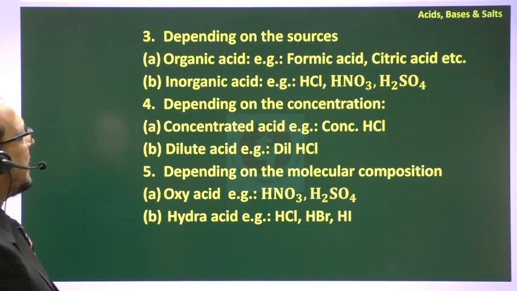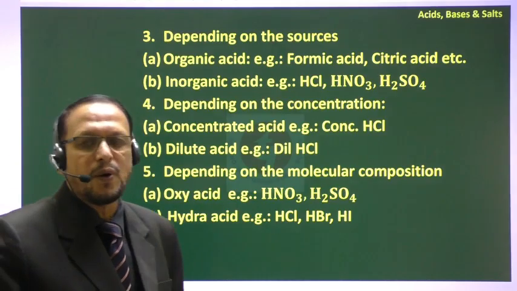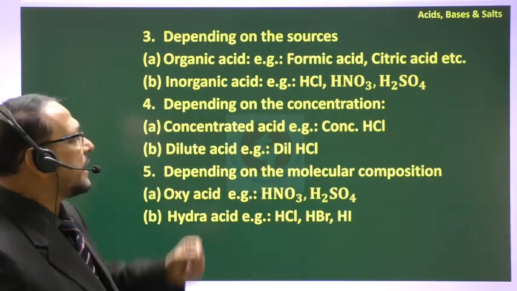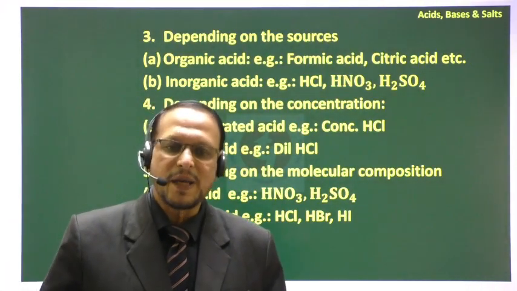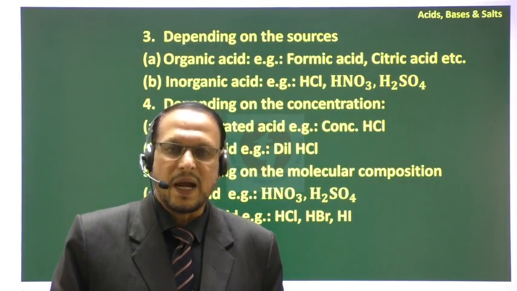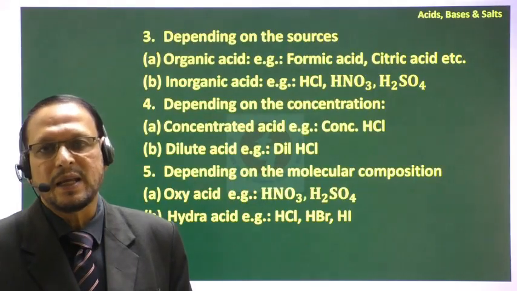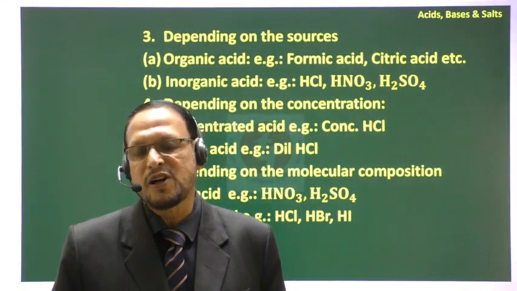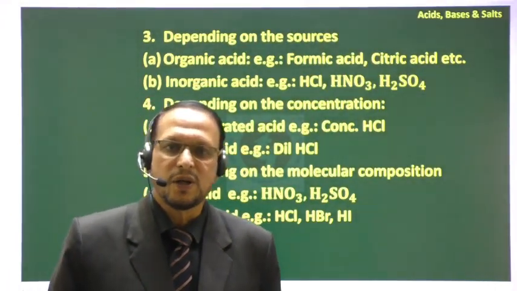Then number 3, depending on the source. Depending on the source, acids can also be classified as organic acid and inorganic acid. If the source of acid is plants and animals, then it is an organic acid, and if the source of acid is a mineral, it is an inorganic acid. Like, how will we get hydrochloric acid? We get hydrochloric acid from rock salt, sodium chloride, table salt.